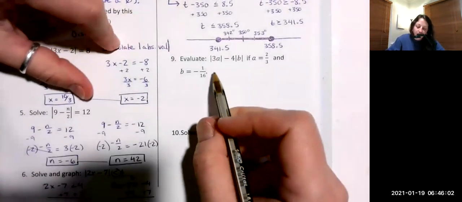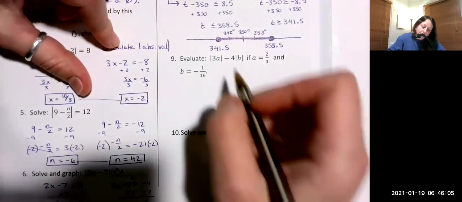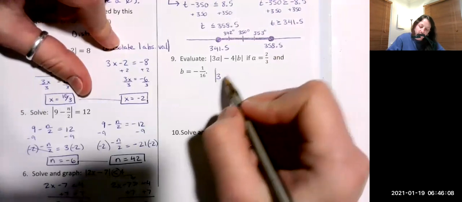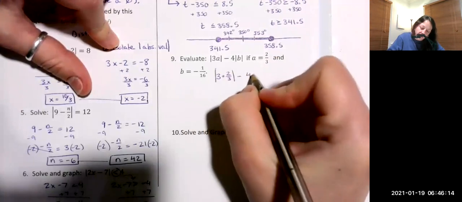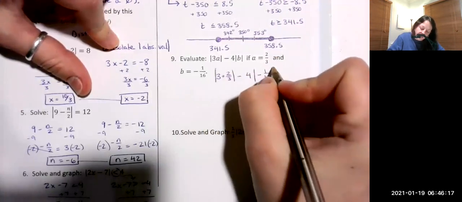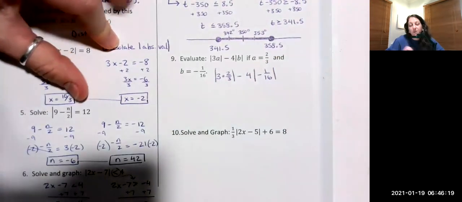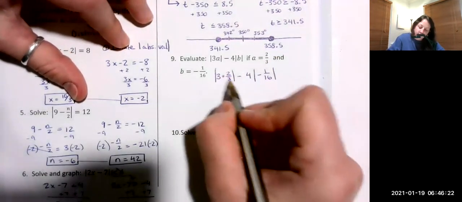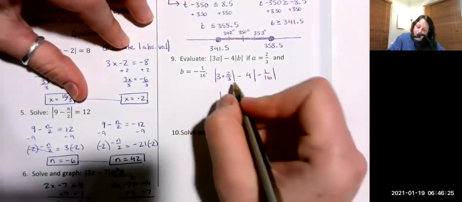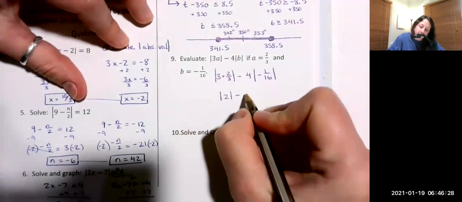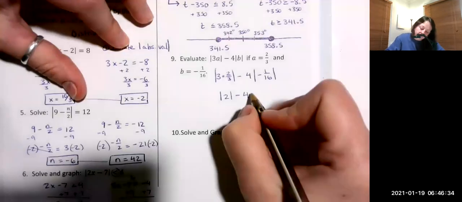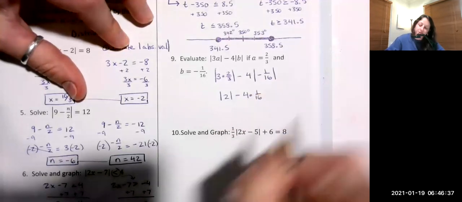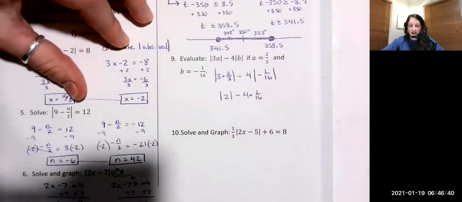All right, numbers 9 and 10, last ones. Basically, number 9 is just making sure you can plug your numbers in correctly. So 3 absolute value times A, so times 2/3, minus 4 absolute value, negative 1/16. All right, so we plug in A, we plug in B. I'm just going to simplify these. 3 times 2/3, well, that fraction is going to reduce. The 3 and the 3 will cancel out. I'll just have absolute value of 2 minus 4. And then when we do absolute value of negative 1/16, that becomes positive 1/16. So we just make it a positive fraction.